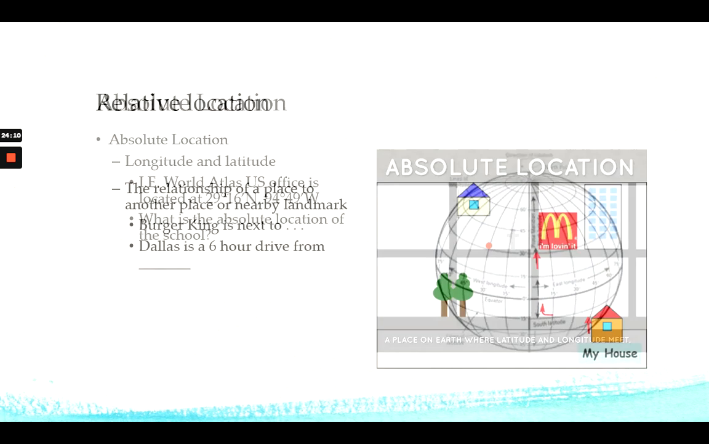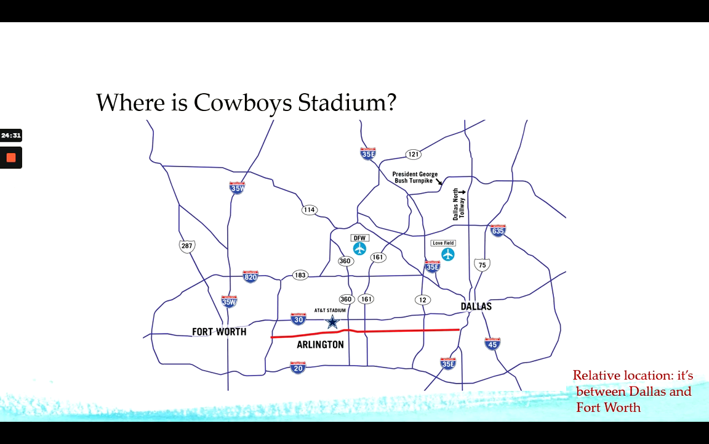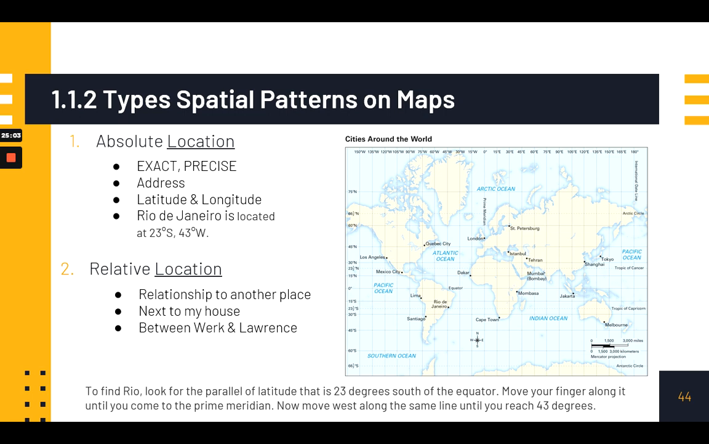Okay, moving right along. Relative location is when you describe the location relative to something else. Like, I live next to Starbucks. I live on the street behind Tom Thumb. Where is Cowboys Stadium? Relative location, it's between Dallas and Fort Worth, south of Interstate 30. Or you can give an absolute location: 32.7 degrees north latitude, 97.09 degrees west longitude. So this is the same thing I just talked about. It's just different.